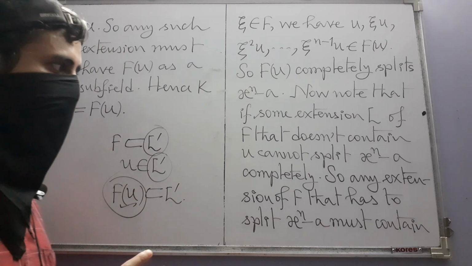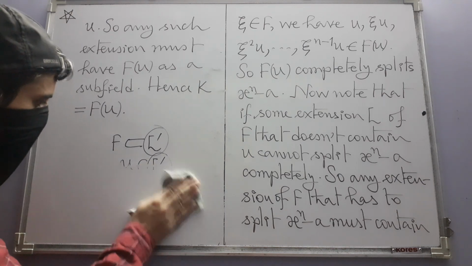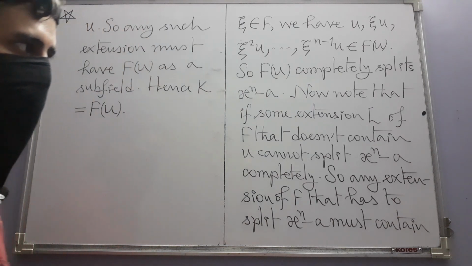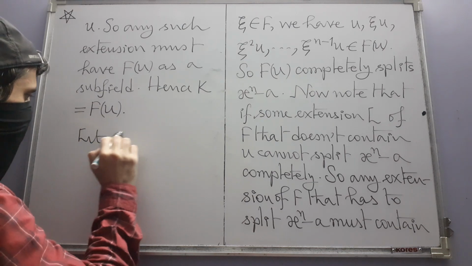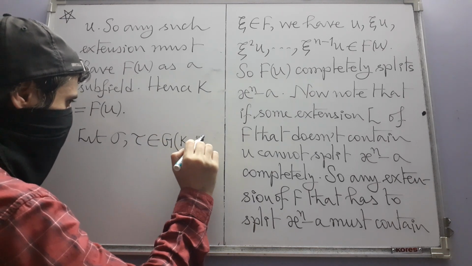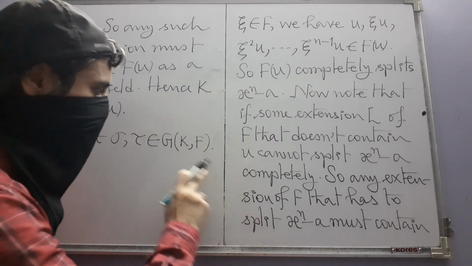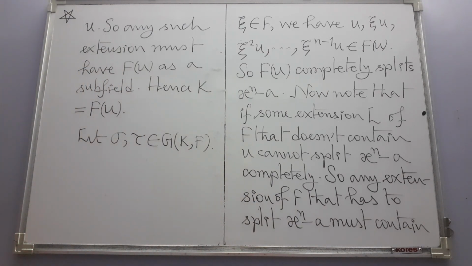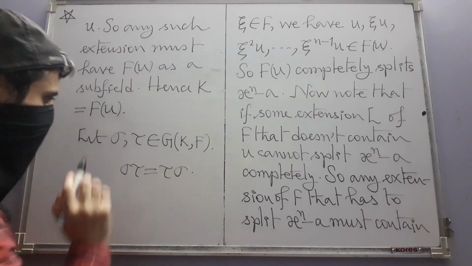Now, next we have to prove that the Galois group of our polynomial is abelian. So, for that, let us take any two elements in the Galois group. Let sigma and tau be two elements in the Galois group. Remember that this is the Galois group of our polynomial. Why? Because K is the splitting field of this polynomial over F. That's why. Okay. Now our aim is to show this, that sigma tau is equal to tau sigma.